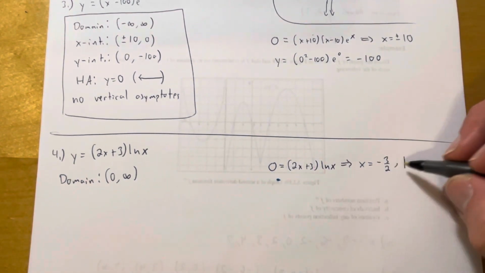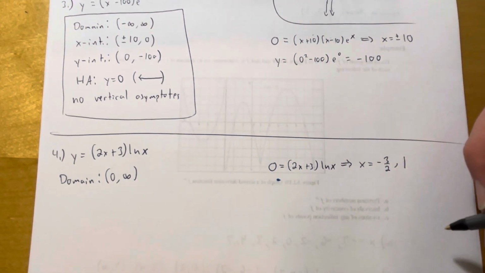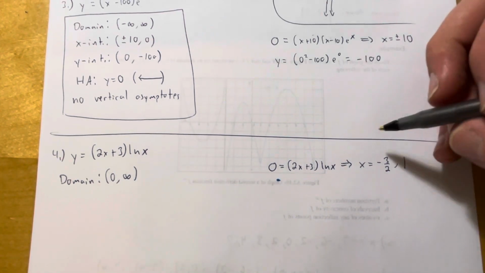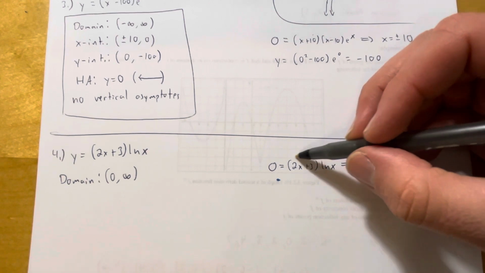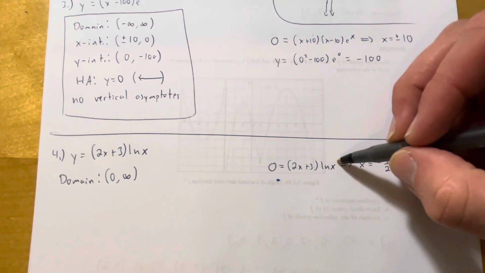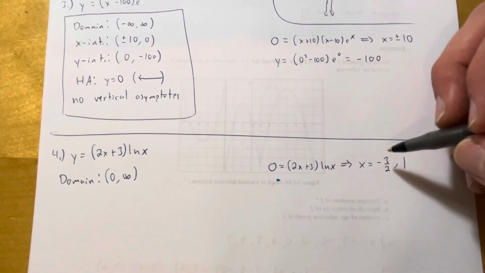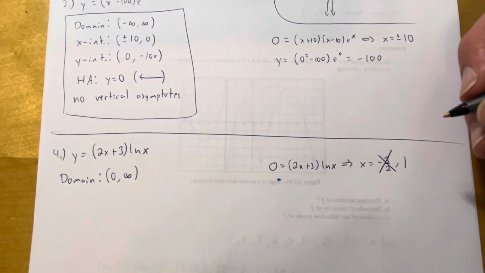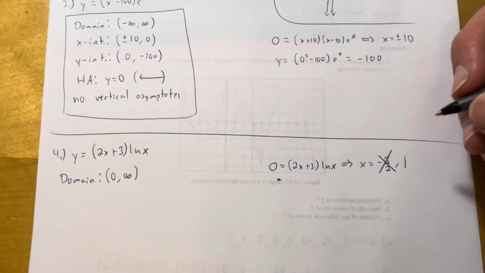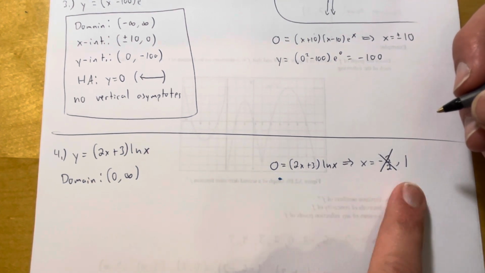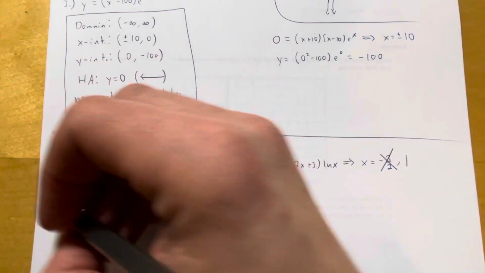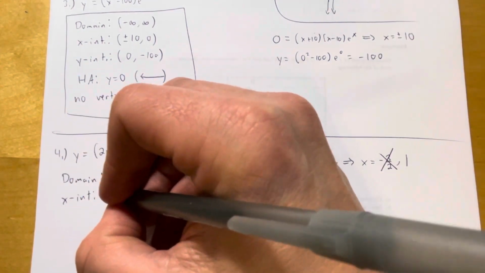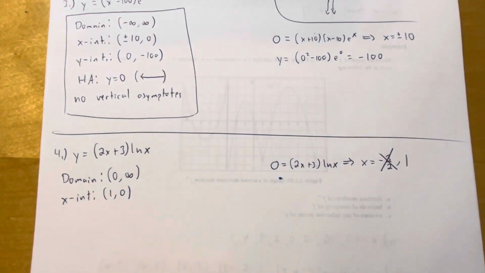However, these are not both usable values because, again, the domain of our function includes only the positive real numbers. So even though -3/2 would cause this term to equal 0, this factor of the natural log function is not defined for that. So I can't use that, okay? That tells me that my x-intercept is only this one right here. It's when x is equal to 1, and then y, of course, would be equal to 0.